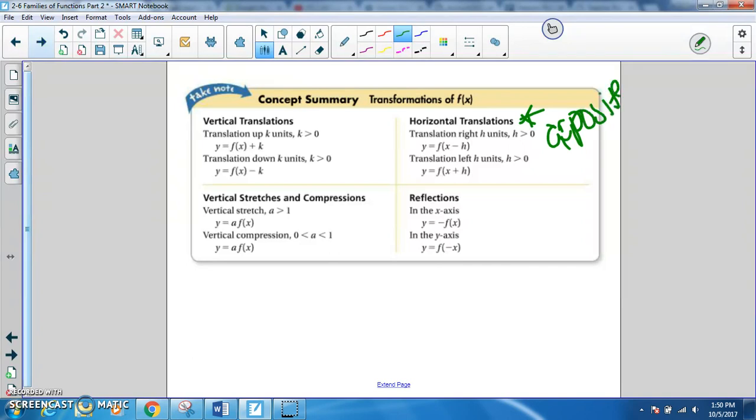Then vertical stretches and shrinks. We stretch if A is bigger than 1, and we shrink if A is between 0 and 1. Then we have a reflection, which deals with negatives of A and B. So if we take the opposite of f of x, that means we are taking the opposite of our y values, which means we are reflecting over the x-axis. So this is when A is negative. And if B is negative, we are taking the opposite of our x values, which means we are reflecting over the y-axis.